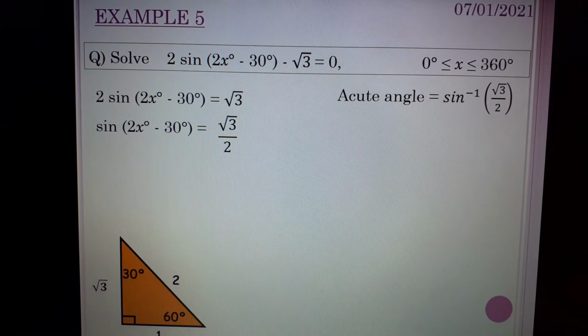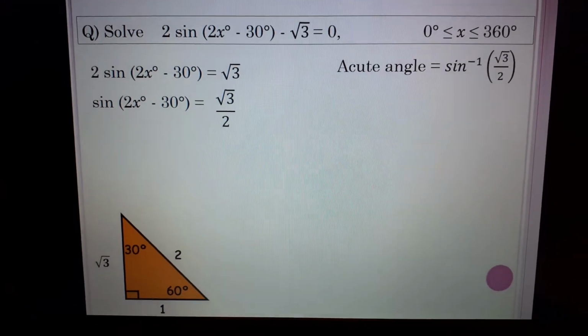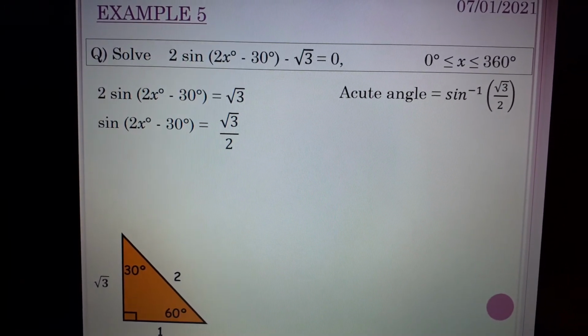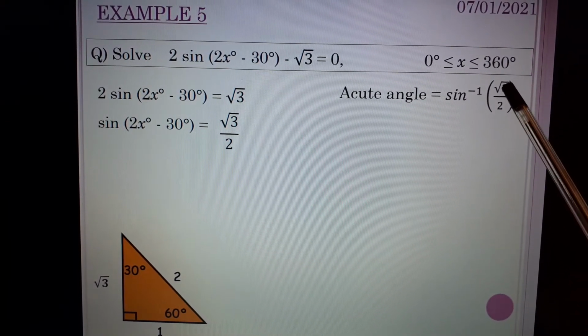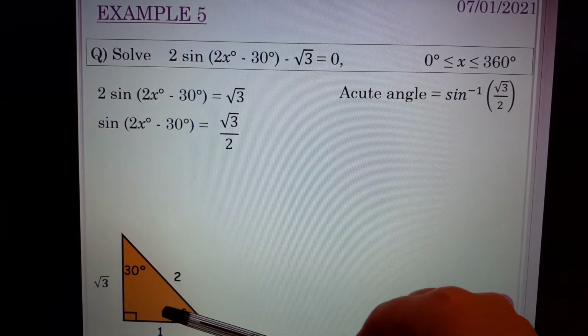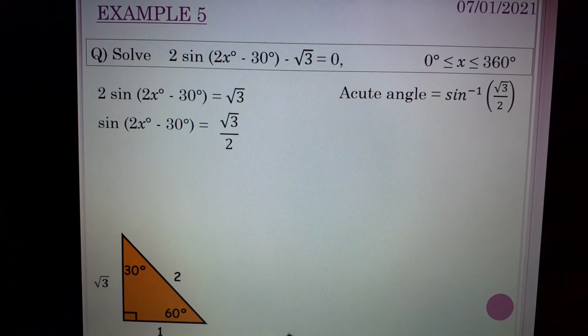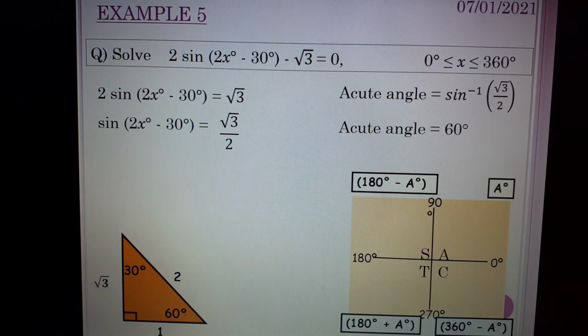We'll use our little triangle here at the bottom to help us. So what angle would we start with that would have an opposite of root 3 and a hypotenuse of 2? We'll start with a 60, opposite of root 3 and a hypotenuse of 2. So the angle is going to be 60.